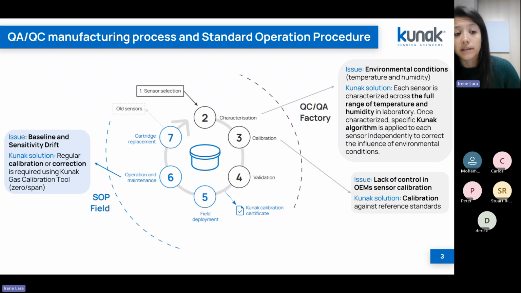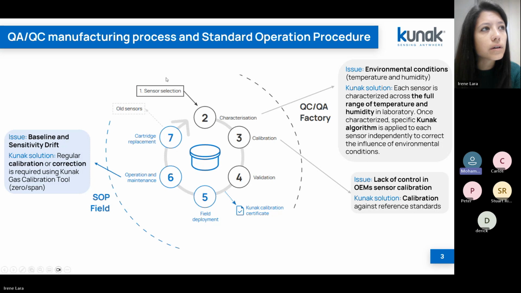So as you probably know, here at Kunak we perform a long process to ensure the quality of the equipment that we deliver. We have this cycle with different steps, and the different steps address the different challenges that the units should face. So the first step, do you see my mouse or not? Yes, I can see you.